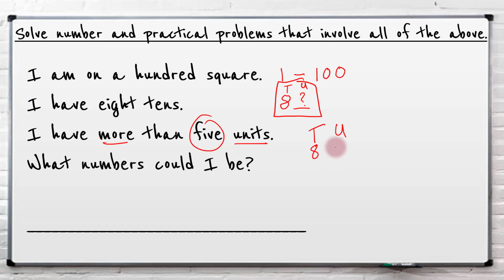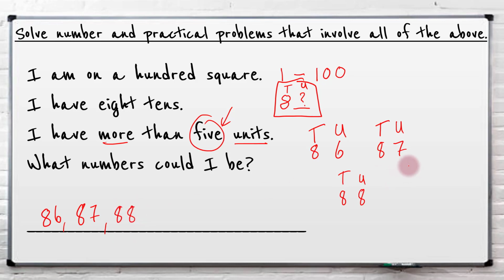So more than 5 could be 6 here. So it says, what numbers could it be? Yes, it could be 86. But it could also be where we have the tens, which is 8, the units could be 7, because that is also more than 5 units. So we could have 87. We've got our tens, which is 8. The units could be 8 as well. So the number could be 88. And then finally, we've got tens, which is 8, because it's always got 8 tens. And then we have our units, which would be 9. And that is more than 5 units.